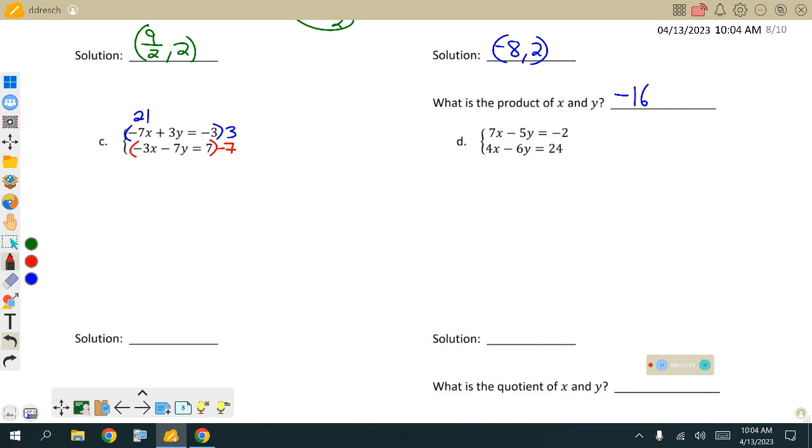Let's multiply by 3. And what do we got? Negative 21x, 9y, and negative 9. What do we got there, Jake? You can look more closely.